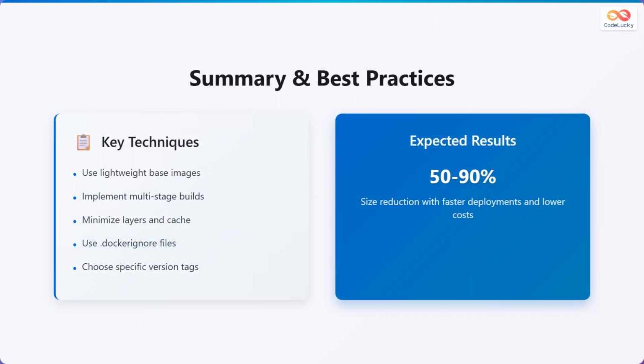In summary, following these best practices, like using lightweight base images, implementing multi-stage builds, minimizing layers and cache, using a .dockerignore file, and choosing specific version tags, can lead to significant size reductions, often ranging from 50 to 90%. This results in faster deployments and lower infrastructure costs.